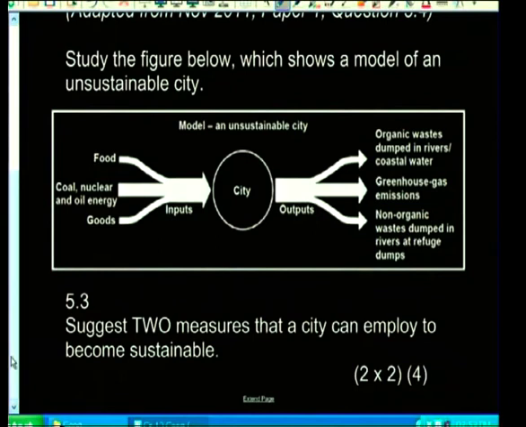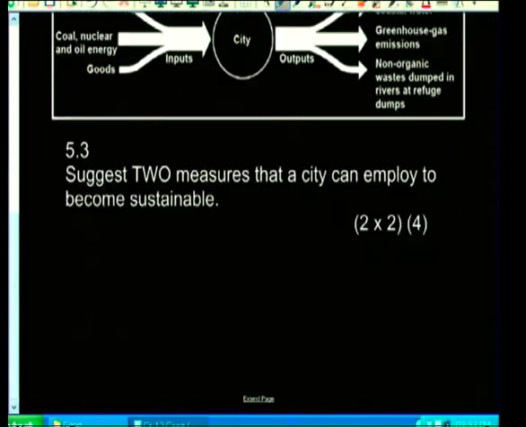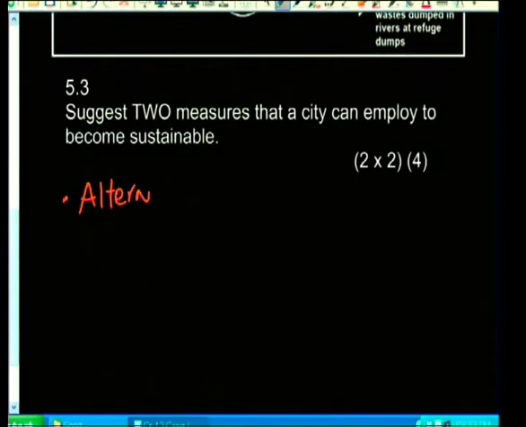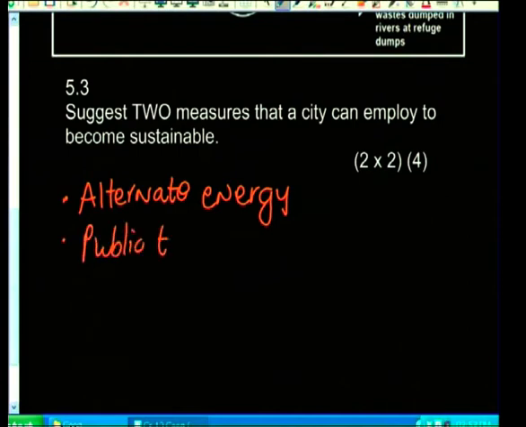Okay, question 5.3. Suggest 2 measures that a city can employ to become more sustainable. And this is where your whole idea of things like alternate energy comes in, okay? So instead of using a lot of coal in electricity production, we can look for more renewable sources of energy within a city. We can also look at things like public transport. If people use public transport, then they are going to reduce the effect on our city centres with the amount of carbon dioxide that they are giving off.